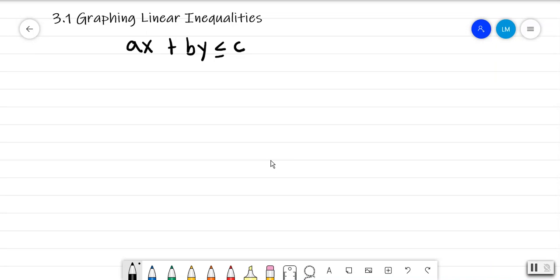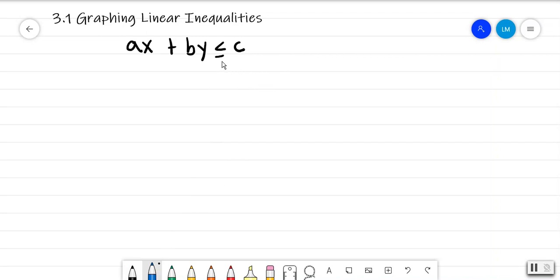Hello, in this section we're going to look at graphing linear inequalities. Now, when it comes to a linear inequality, it must be of the form ax plus by is less than or equal to c. In this sense, there are many different types of inequalities that you might have.